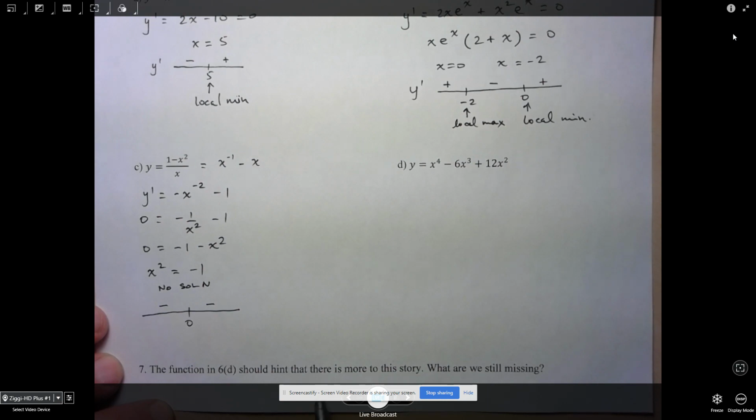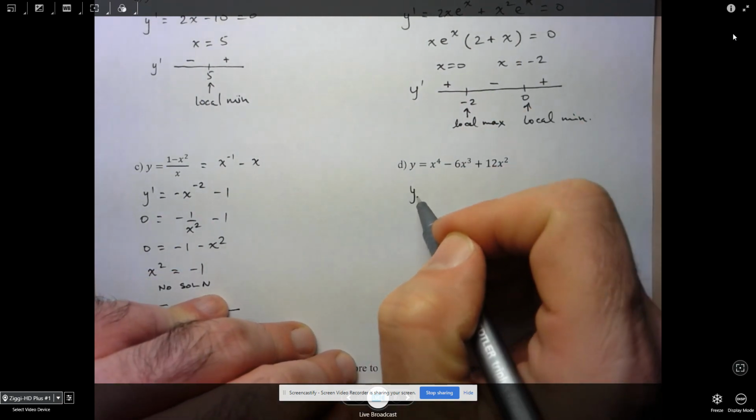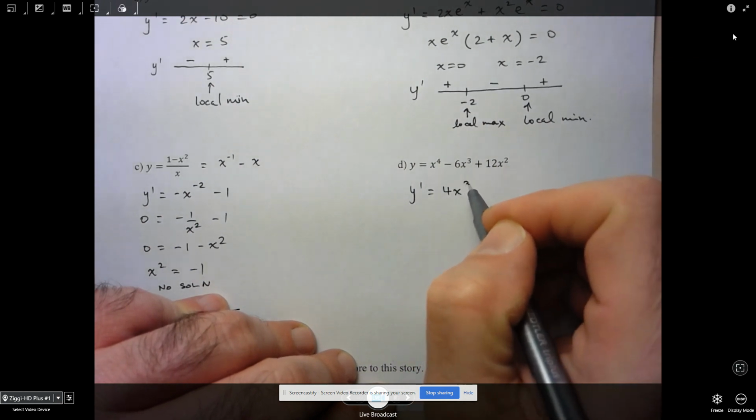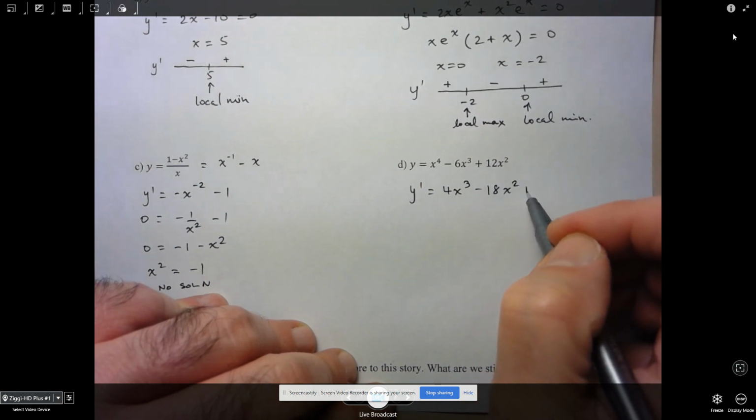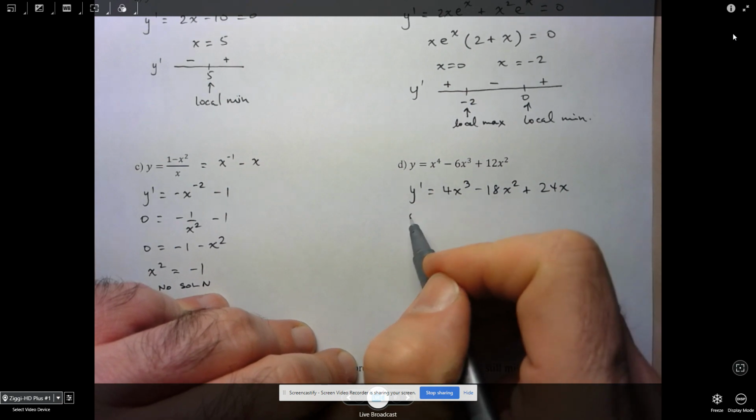And in number 7, they imply to me that there's maybe something of interest in this question beyond just the local maxes and mins. Maybe that'll lead us to what we're doing next time. So start by finding the derivative. So y prime is equal to 4x cubed minus 3 times 6 is 18x squared plus 2 times 12 is 24x. And I'm going to set this to 0.